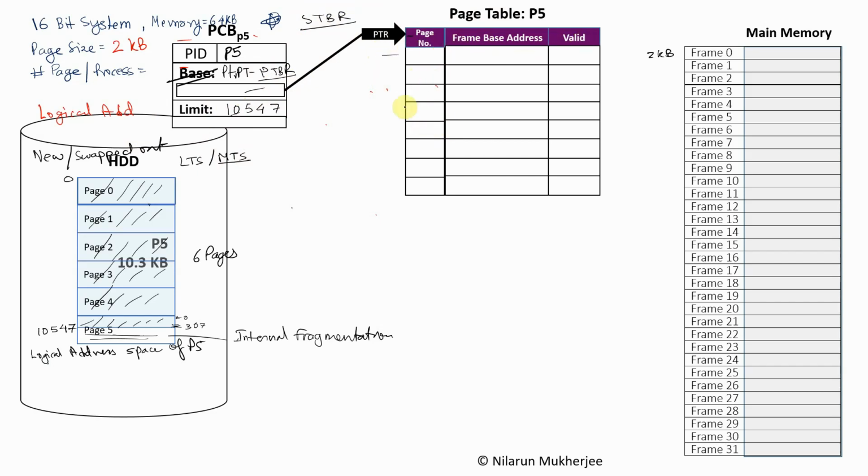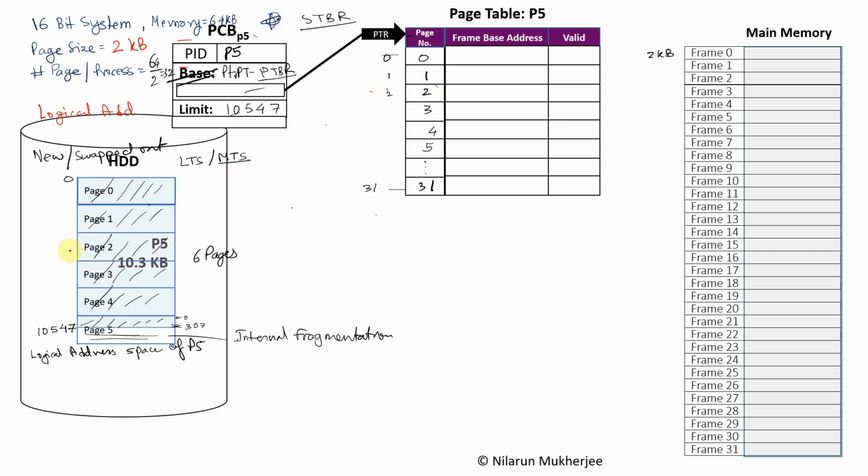We will understand this. So it will have entries up to how many? We have 2 KB page size. The maximum number of pages will be 64 by 2, that is 32. So the last entry will be 31. First entry will be 0, 1, 2, up to 31 entries will be there. 0, 1, 2, 3, 4, 5, then dot dot dot up to 31 entries will be there.